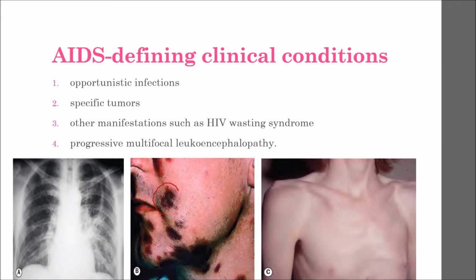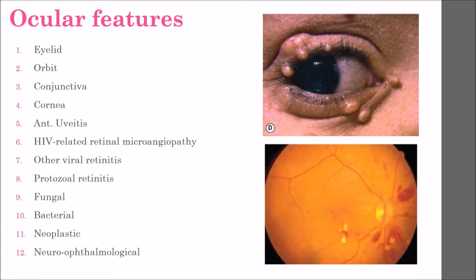This patient here has sarcomas, multiple of them on his face, and Kaposi sarcoma is very typical of AIDS patients. And certain lymphomas, especially B-cell lymphomas. Other manifestations are HIV wasting syndrome, which we have seen in countless movies as well. Another presentation is progressive multifocal leukoencephalopathy. So we are going to go ahead with the ocular features.